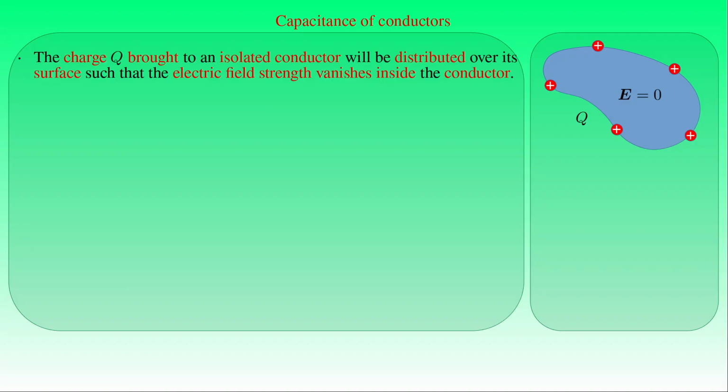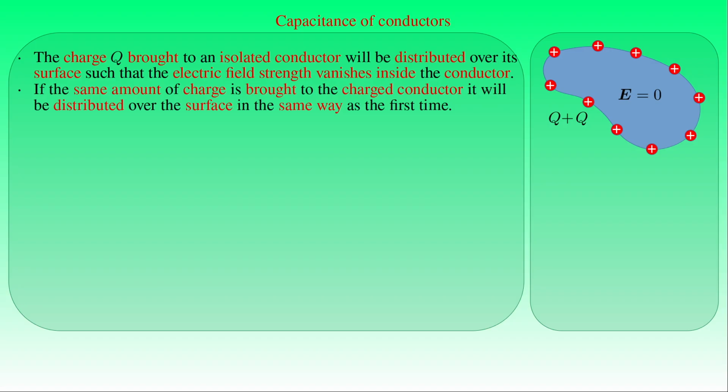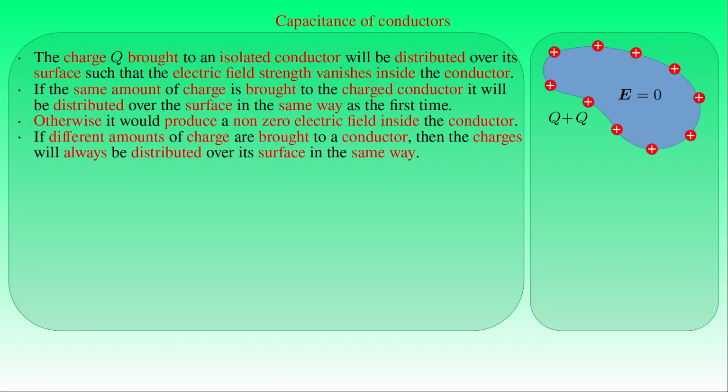Hence, if we bring the same amount of electric charge Q to the charged conductor, it will be distributed over the surface of the conductor in the same way as it was distributed the first time. Otherwise, it would produce a non-zero electric field inside the conductor. In general, if different amounts of charges are brought on an insulated conductor, then the charges will always be distributed over the surface of the conductor in the same way. That is, the ratio of the surface charge densities at two arbitrary points on the surface of a conductor is always the same.